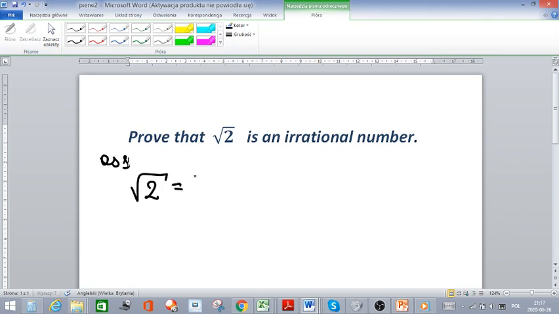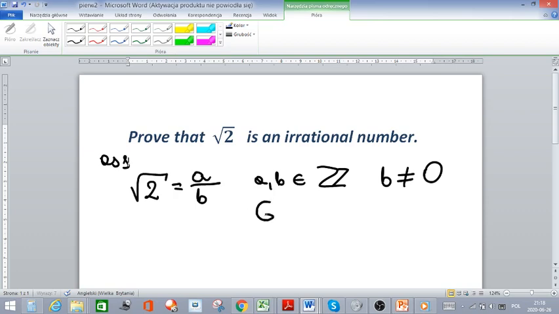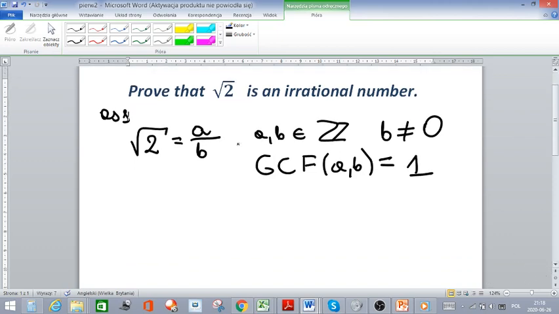So we can write it as the fraction a over b. And now what's important is that a and b are whole numbers. Also b doesn't equal 0, and one very important thing is that the GCF, which is the greatest common factor, of a and b is just 1. Okay, and we are going to start from this point.